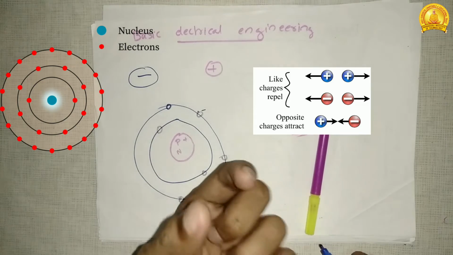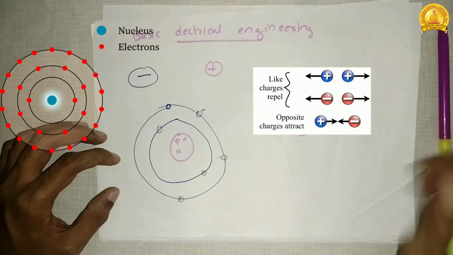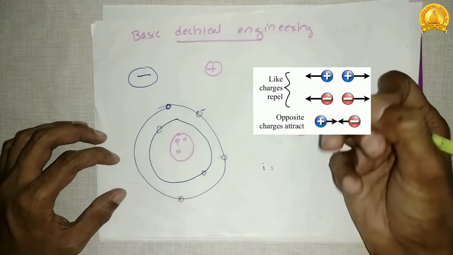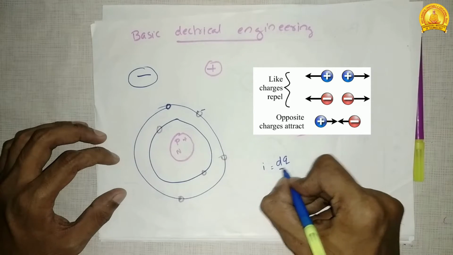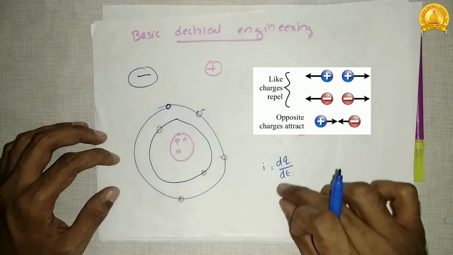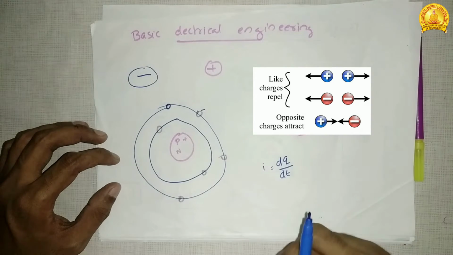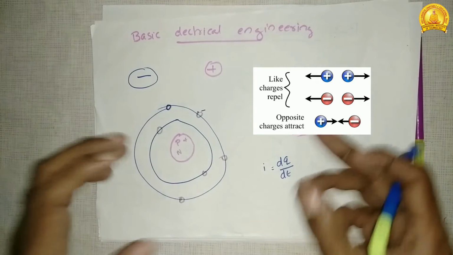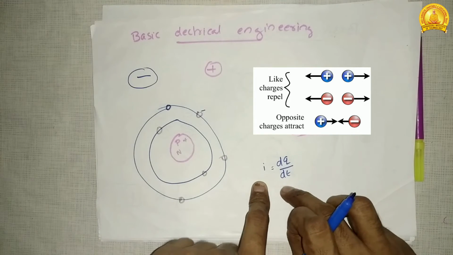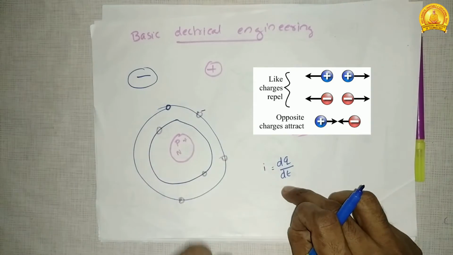So in the current definition, current is the flow or movement of charged particles. In mathematical expression, it is the rate of change of charge with respect to time, so dq by dt. The phenomenon of transferring charge from one point in a circuit to another is called electric current, or we can say it is the rate of change of charge with respect to time. It is termed a current.